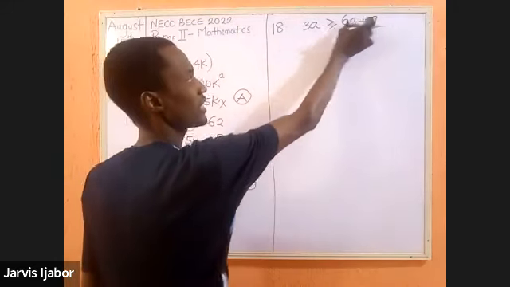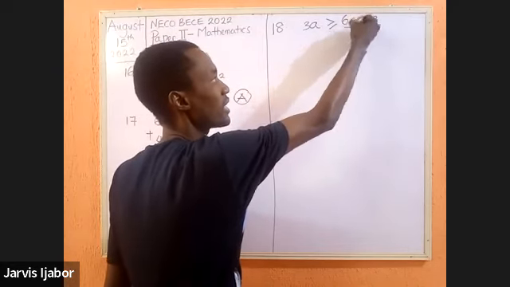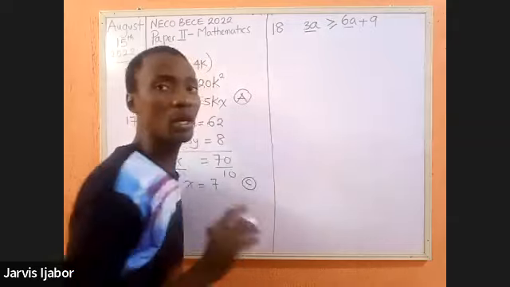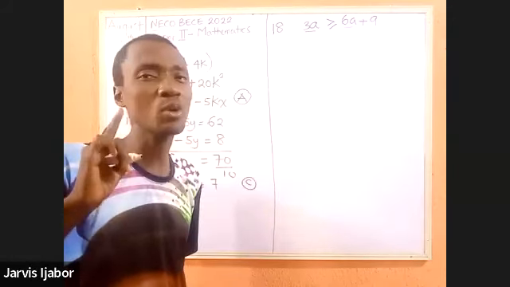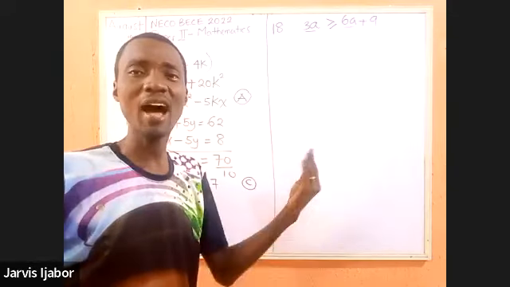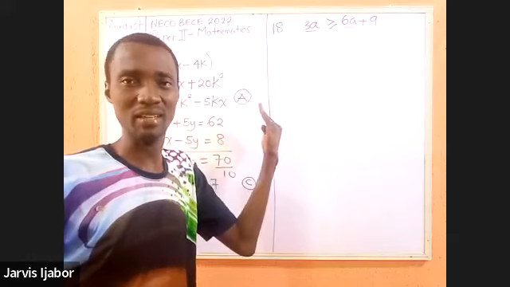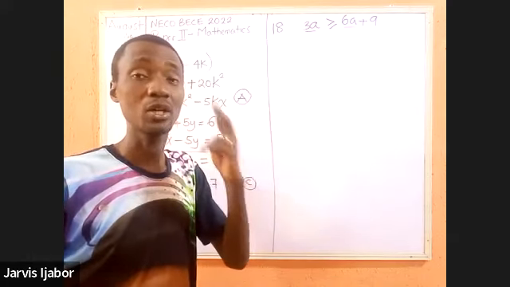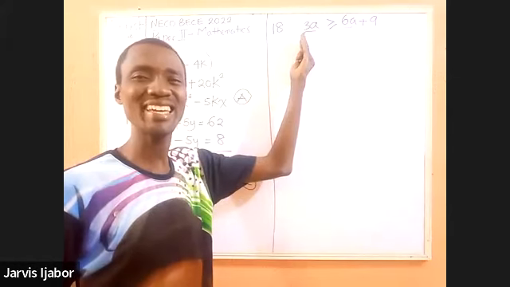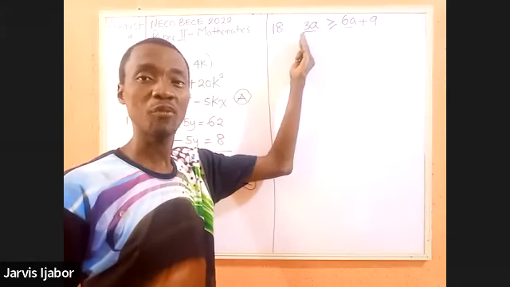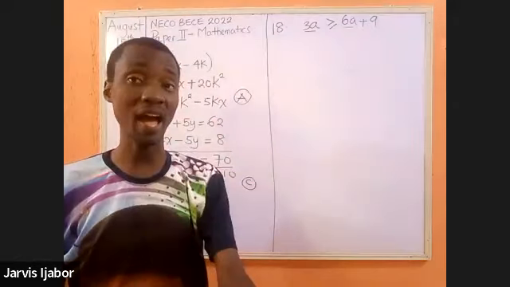3a is greater than this. What does this mean? Now look at this. 6a is bigger than 3a. Remember we said that for any equation or inequality, our first objective is to ensure that we have the unknown on the left-hand side. Number 1. Number 2, we ensure that on the left-hand side, we don't have a negative coefficient of the unknown. That's number 2. At least that's the approach I have adopted.